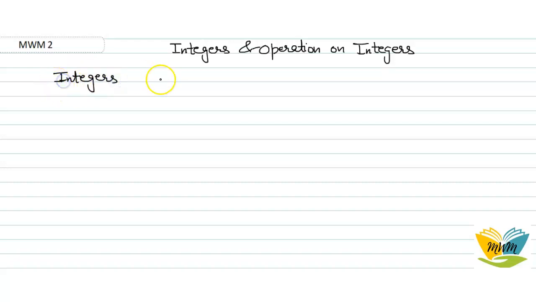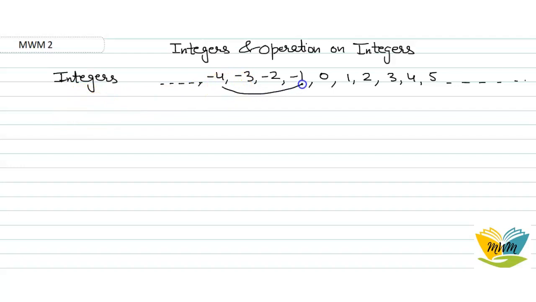Integers are a collection of all negative numbers and whole numbers. That means -4, -3, -2, -1, and this goes to infinity, including whole numbers. That means 0, 1, 2, 3, 4, 5, and so on. These all are called integers. Negative numbers go to infinity and also positive numbers go to infinity.